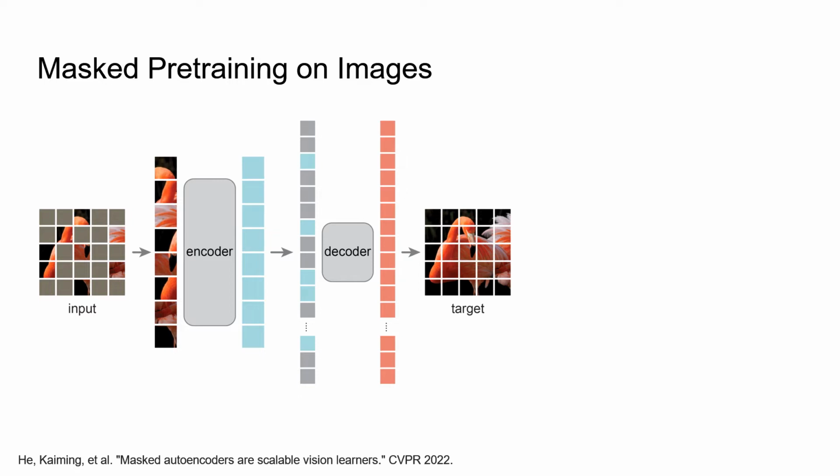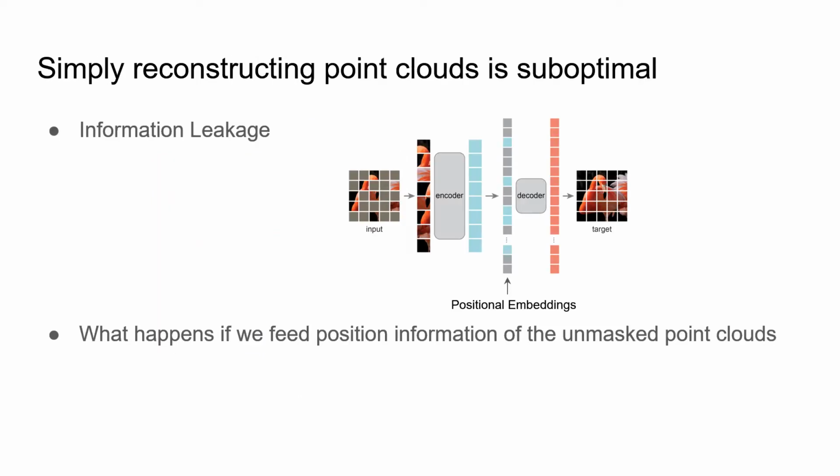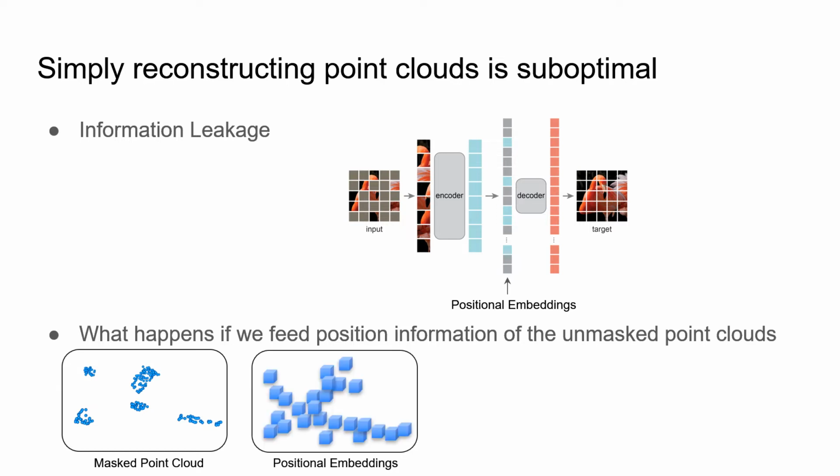However, we cannot simply adopt its idea for point clouds. When all patches are fed into the decoder, they are bundled with the positional embeddings. From the positional embeddings, the model can roughly tell what the original point cloud looks like. For example, here, the model can see a blurred plane shape, which leaks information for the reconstruction. This makes the pre-training task much easier and can result in suboptimal pre-training.